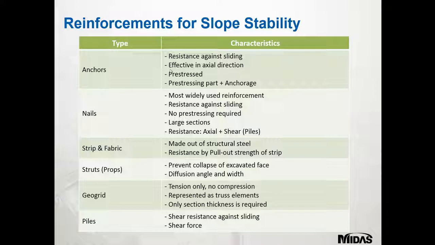Now let's go through some of the reinforcements for slope stability. Depending on practical issues such as the type of project, for example whether it is an excavation or an MSE wall, or if there are any adjacent structures such as utility pipes, the type of reinforcement for slope stability could vary.